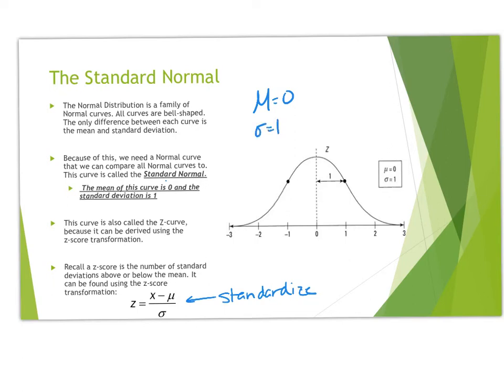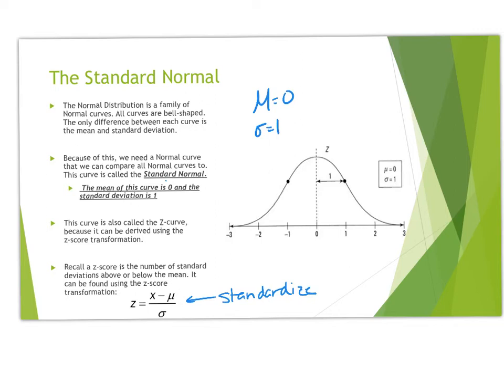And so what this does is every curve that we have can be standardized by using this transformation right here. And it's going to allow us to compare a lot of curves together. And when we talk about comparing, what we're going to try to find now is the area underneath the curve.